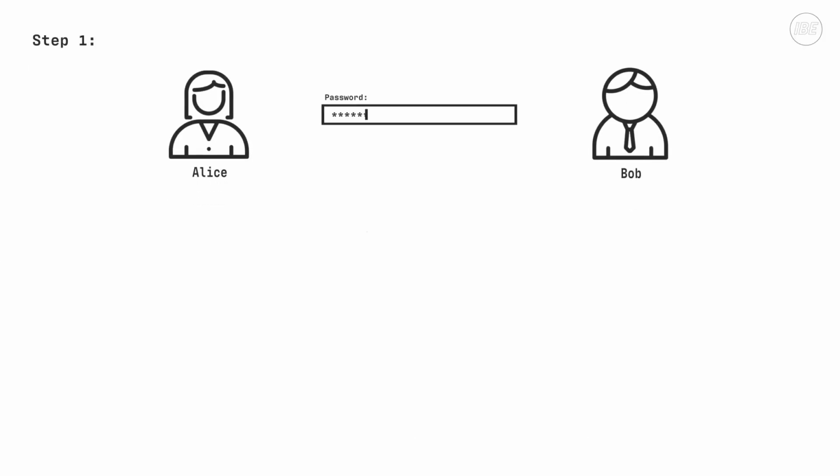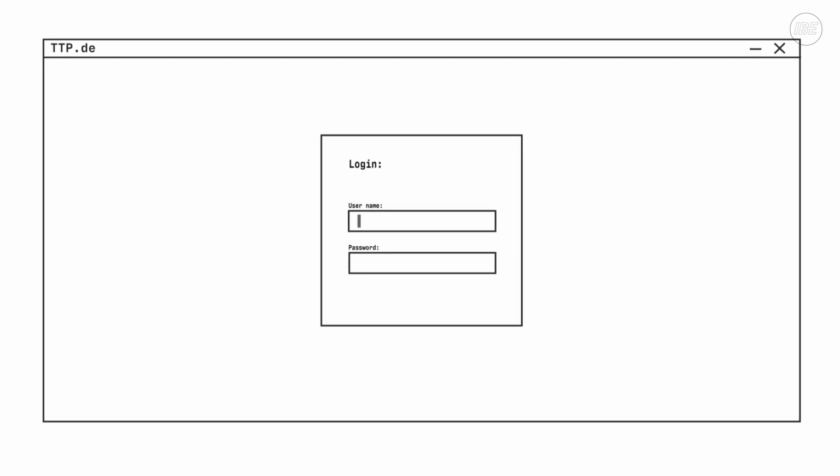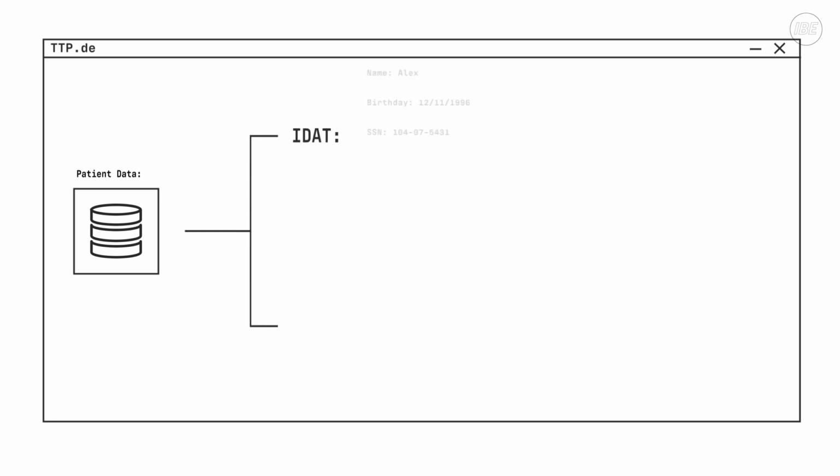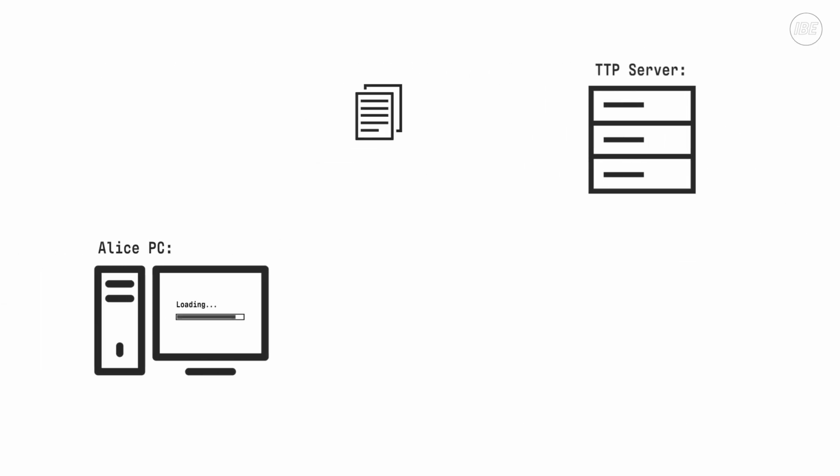Step 1. Alice and Bob agree on a password, but don't tell it to the TTP. Step 2. Alice opens up the TTP website. After logging in and putting in the password, she can upload the data. Using the password, the EDOT is hashed and the MDOT is encrypted. After that, it can be uploaded to the TTP server.